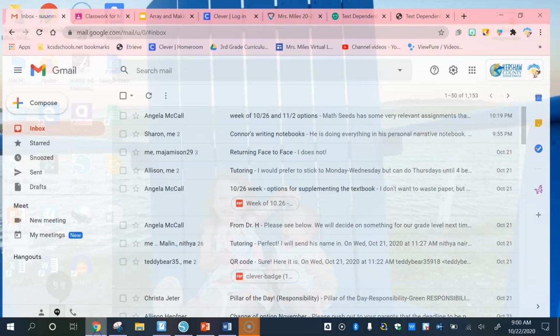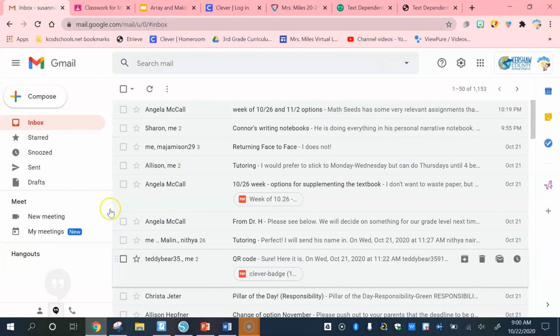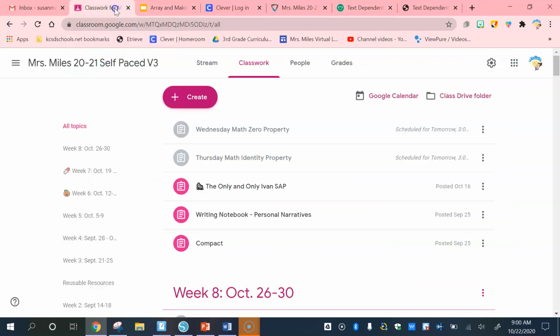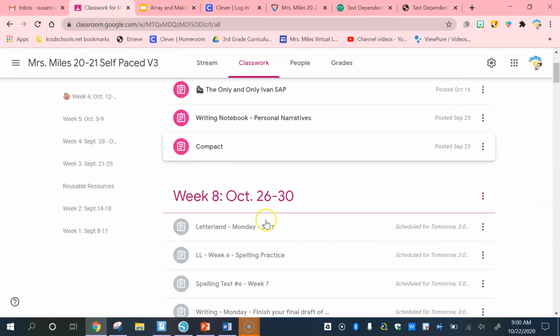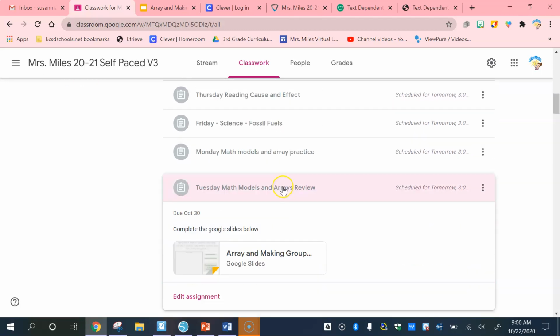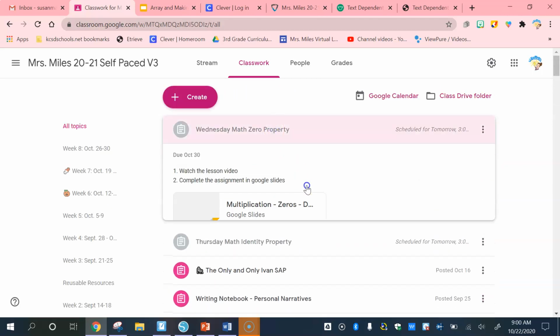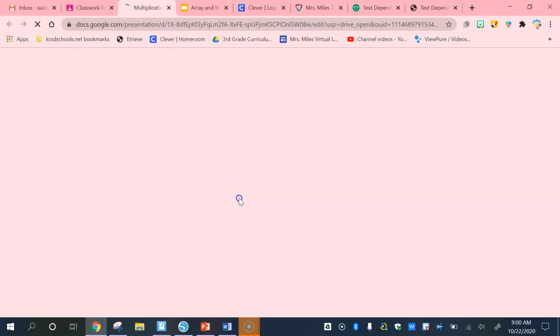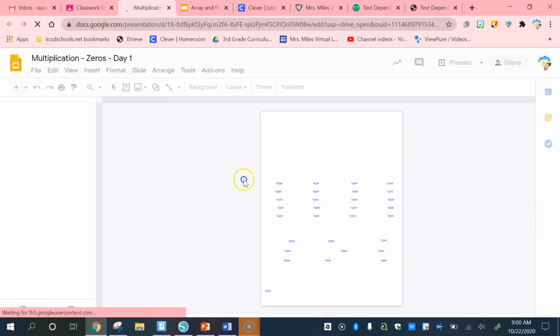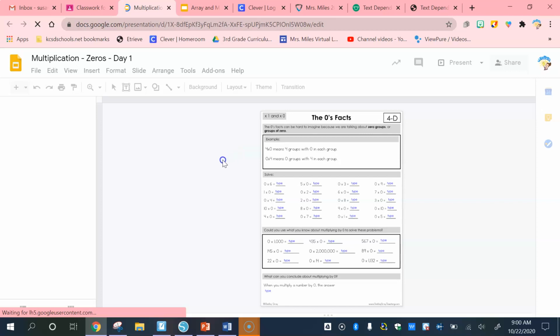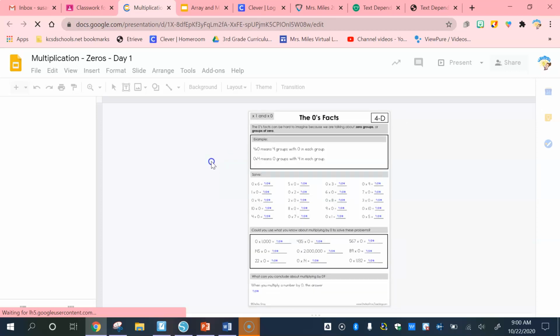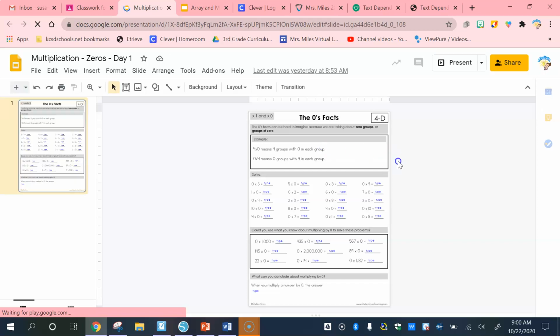So let's look at your work for today. You're going to go in and it's going to be labeled Wednesday Math 0 property. So today you're going to fill out the sheet, and that's what a lot of these are going to be for upcoming multiplication facts so we can practice. Right here it gives you an example, and basically what we just talked about: 4 times 0 means there's 4 groups with 0 in each group, and 0 times 4 means 0 groups with 4 in each group.